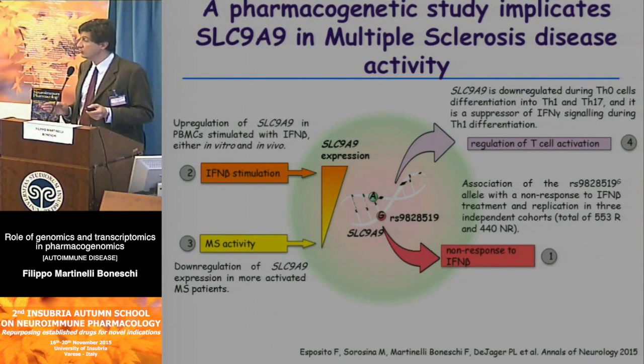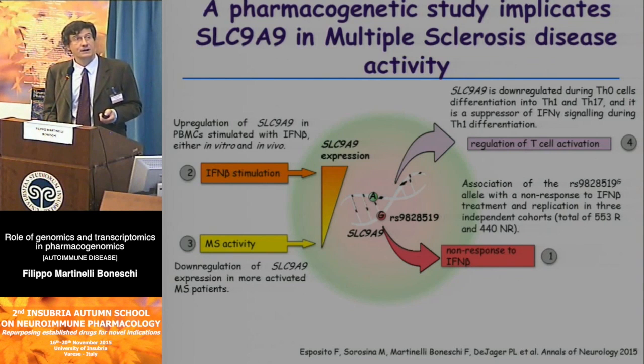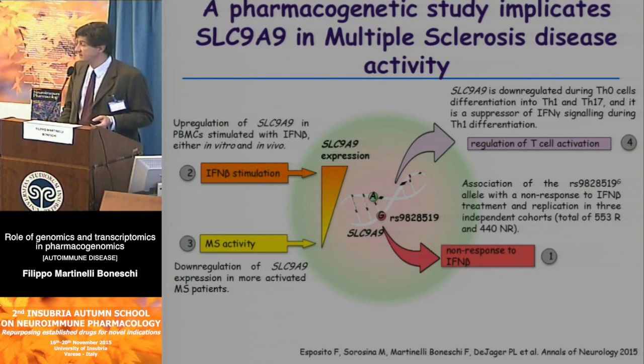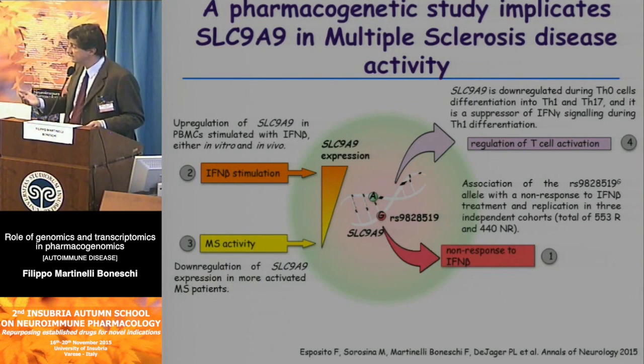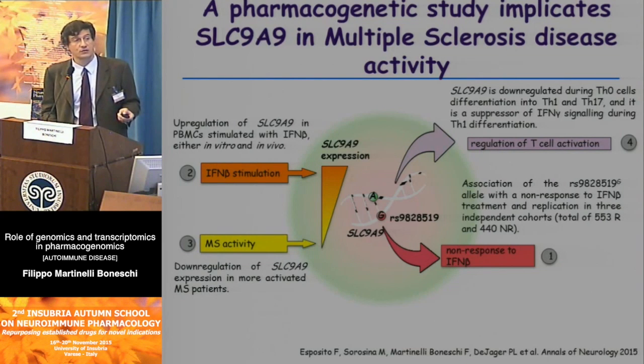So the basic conclusion that we put in the paper was that SLC9A9 is implicated in multiple sclerosis disease activity, and we still do not know whether it is a signal specific of interferon response, or whether it is more related to the fact that individuals with this specific variant tend to have a less inflammatory course than individuals who carry the other variant. This is important to mention because we are testing the same variant in patients treated with other drugs in addition to glatiramer acetate, to try to understand whether it is more related to prognosis or more related to response to treatment.